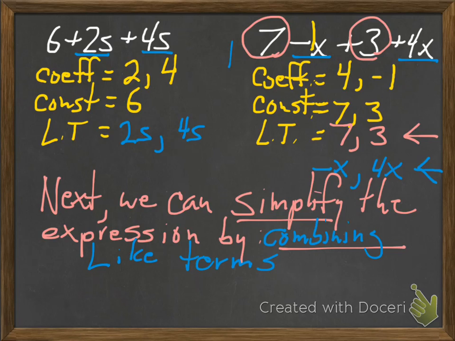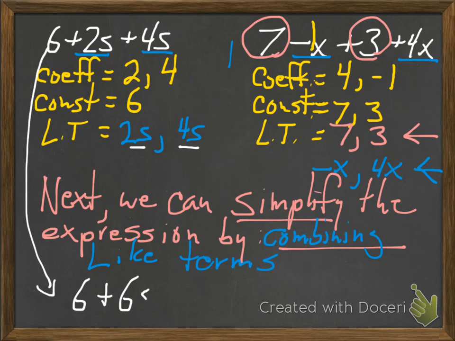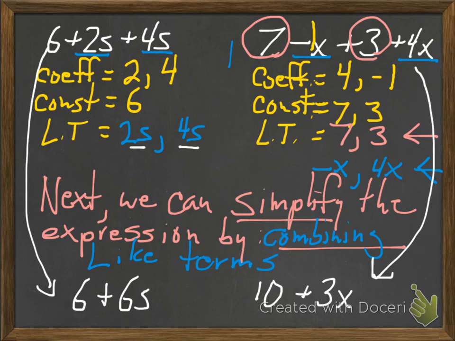If we take this top one up here, and we bring it down, and we combine the like terms, we already said that 2s and 4s are like terms. So that will give us 6 s's. And if we combine like terms on the second one, the 7 plus 3 leaves us with 10, which is a constant, and the negative x plus 4x will leave us with positive 3x's. Again, it might be easier to think of 4x's first, and then take away 1x. These, at the bottom, are the simplified expressions.